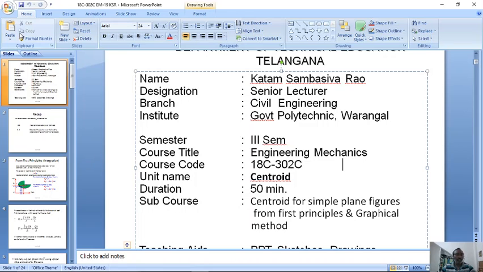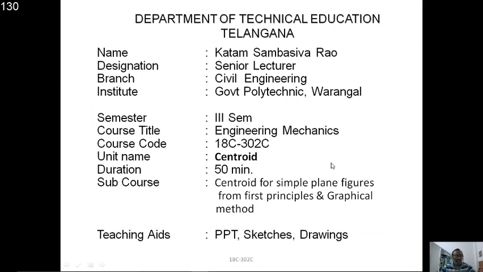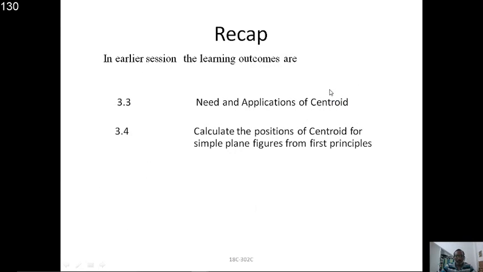Today we are going to learn about the calculation or determination of the centroid for simple plane figures using first principles, that is, the integration method. In addition to that, we are also going to see the graphical methods, how to do that for discrete figures.